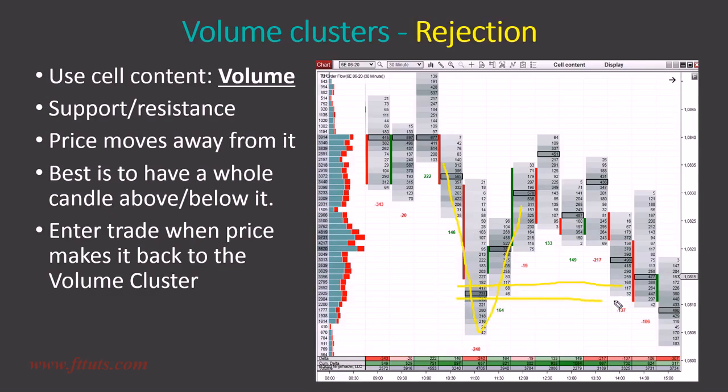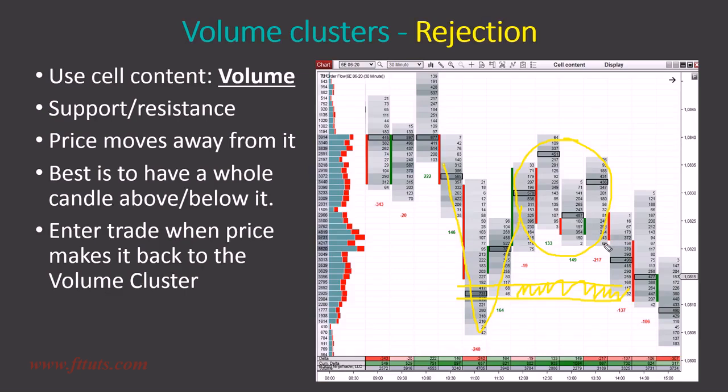This is the support. This zone is the support. And you want to see the price moving away from it, like in here, whole candles above this support, at least one whole candle above it. You need to see the strong rejection, right?